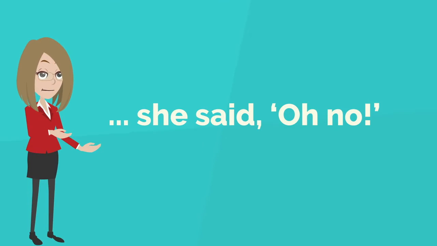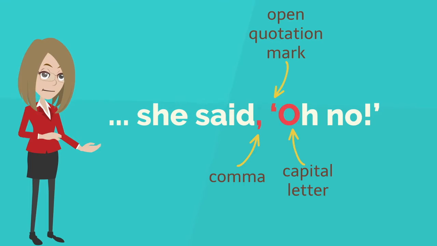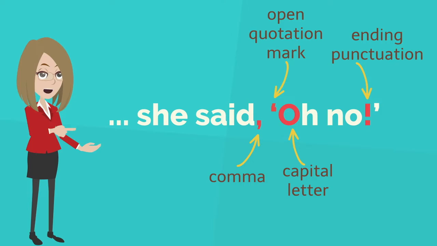This sentence uses quotation marks to show what Mom said. We use a comma to separate what's being said from the rest of the sentence. An open quotation mark is used to show when Mom starts speaking. It is also called direct speech. A capital letter is used to start direct speech. At the end, the punctuation goes inside the closed quotation mark.